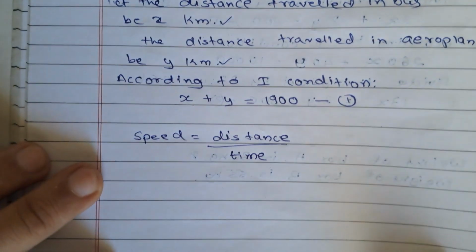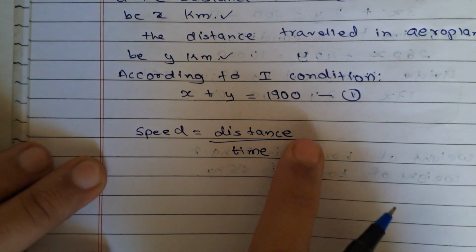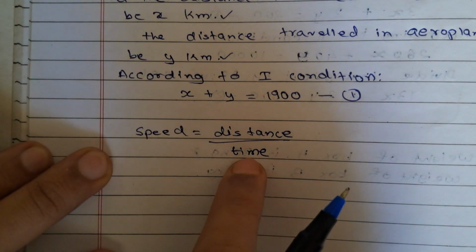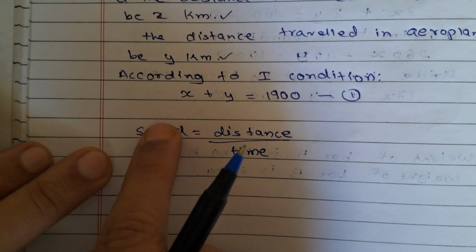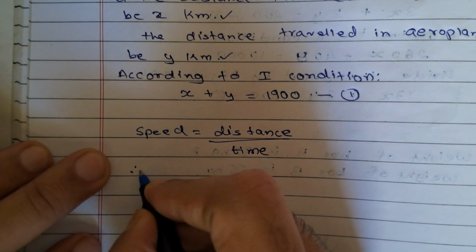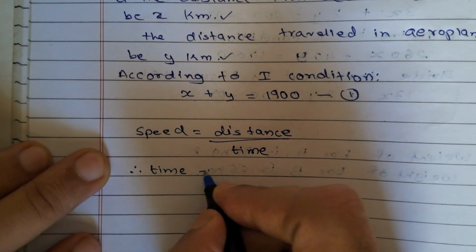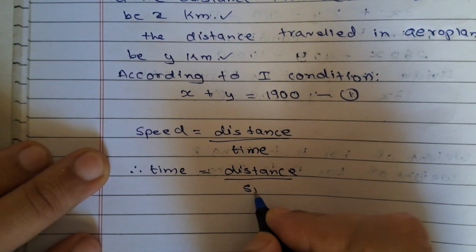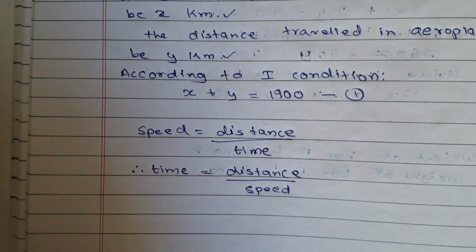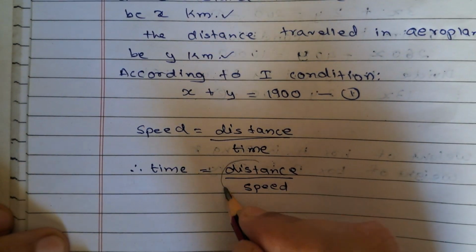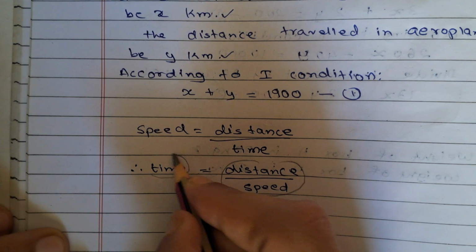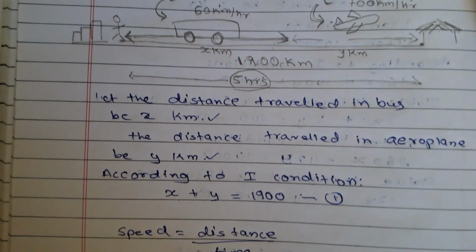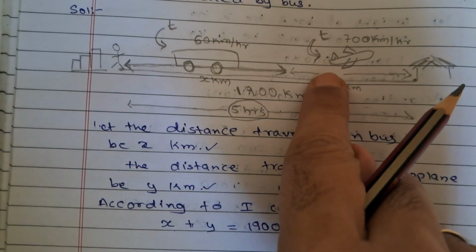Now we are more interested in time, right? So in order to rephrase this formula in terms of time, what should I do? I will send this time over here and bring this speed over here. So it becomes: time is equal to distance in the numerator and speed in the denominator. So guys, this is the main formula, time is equal to distance upon speed. This will help me in identifying the time he traveled in bus and the time he traveled in aeroplane.